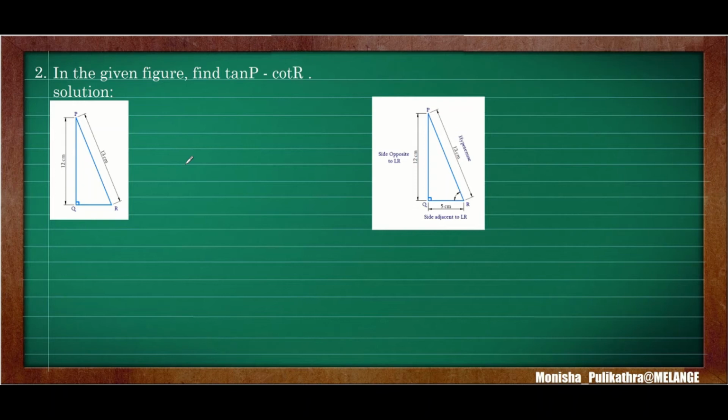Moving on to the second question. So the second question is, in the given figure, find tan P minus cot R. So you have to be careful while solving these type of problems. It is tan P. So in the first case, at P side it will be theta, that is angle, and in the next it is cot R. So at R side it will be angle.